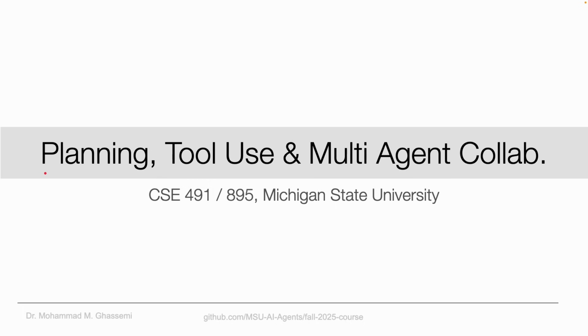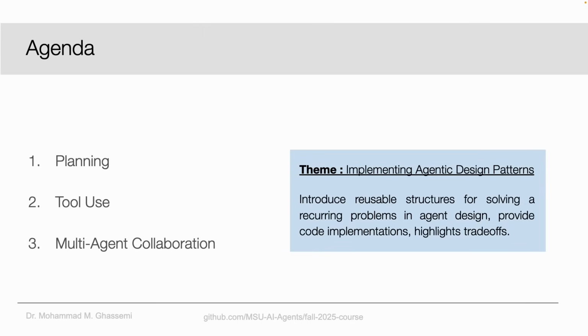Today's lecture will be talking about planning, tool use, and multi-agent collaboration, all three common design patterns when implementing AI agents. As a reminder, the theme for this lecture, just like the previous one we covered, is looking more at how we do the implementation of these three agentic design patterns. So specifically, we'll be looking at code implementations.